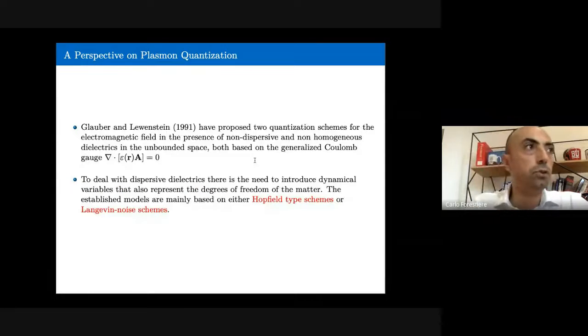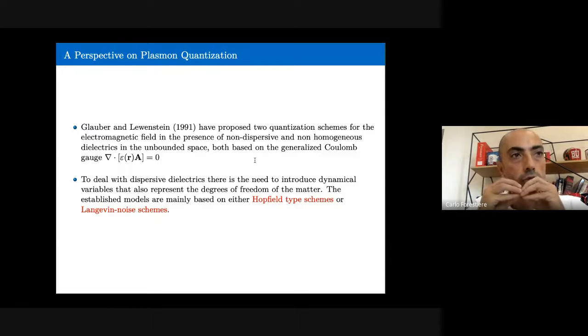We have this first contribution of Glauber and Lewenstein, and they proposed a quantization scheme that is able to attack the problem of quantization in a finite dielectric, which is actually non-dispersive. So they tackle the fact that the object is of finite size, but not the problem of dispersion. But to deal with a dispersive dielectric, we have to attack the problem in another way, following the path opened by Hopfield.